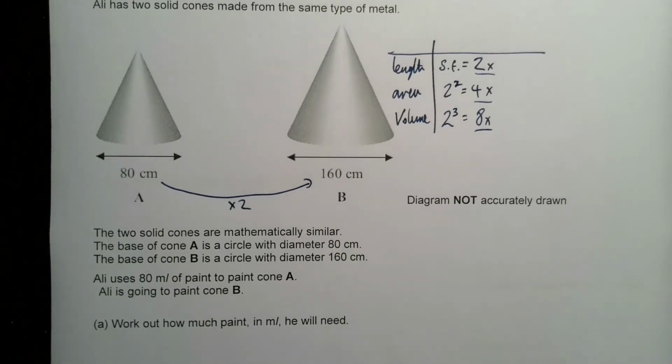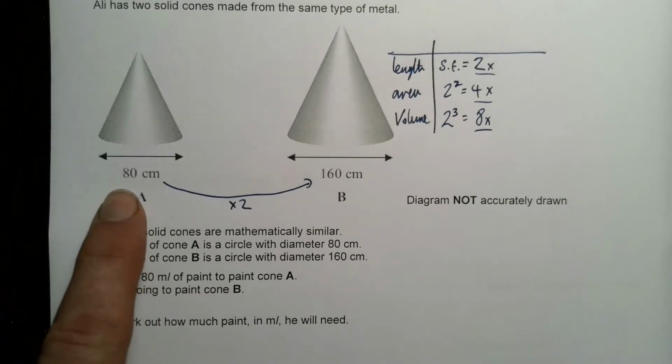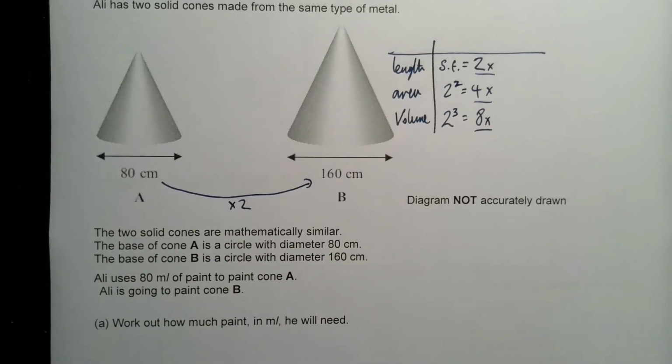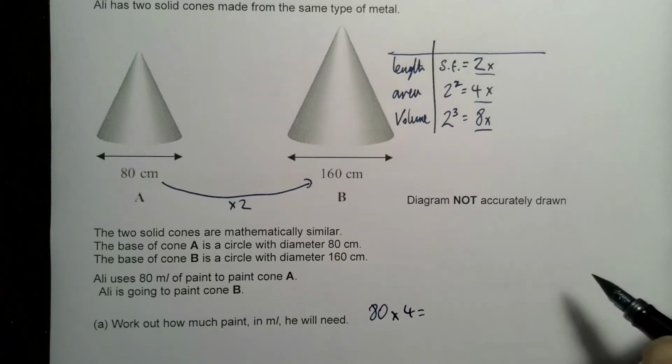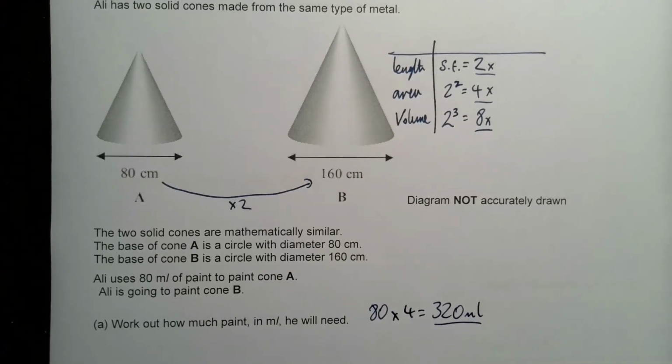So this first question here about how much paint we need, well, you're covering the surface area of the cube. So although paint comes in a volume sort of box, you're covering an area. So the amount of paint is going to be related to the area that you need. So if you need 80 millilitres for that one, you're going to need 4 times the amount for the second one, because that's got 4 times the area. So you're going to need 80 times 4, which is 320 millilitres.